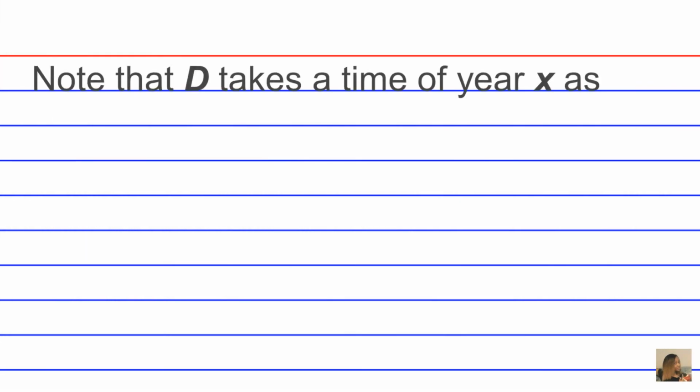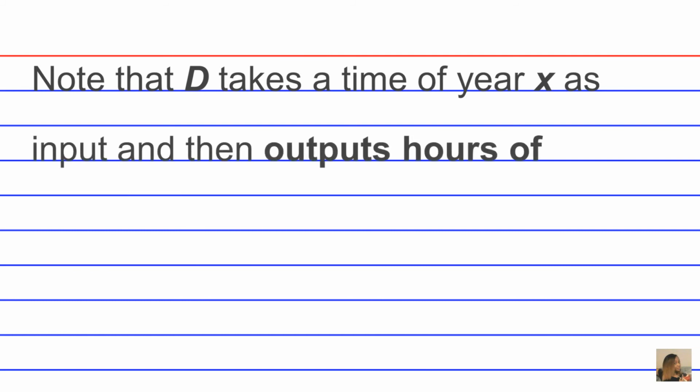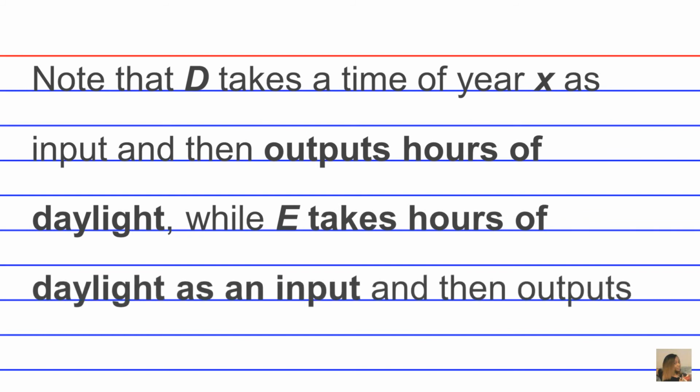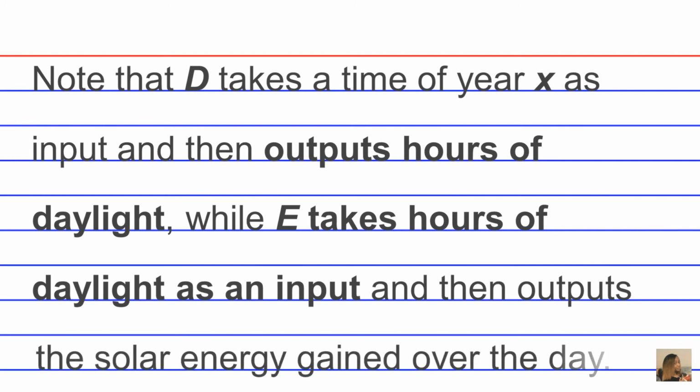Note that D takes time of year, X, as input, and then it outputs hours of daylight, while E takes hours of daylight as its input and then outputs the solar energy gained over the day.